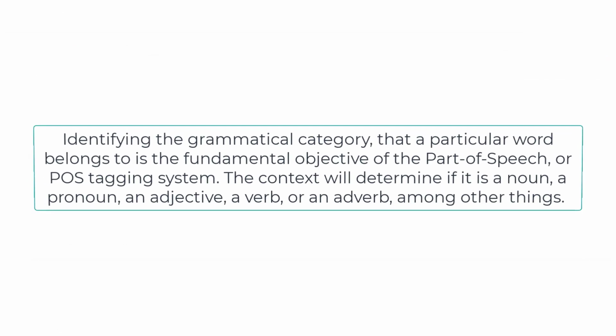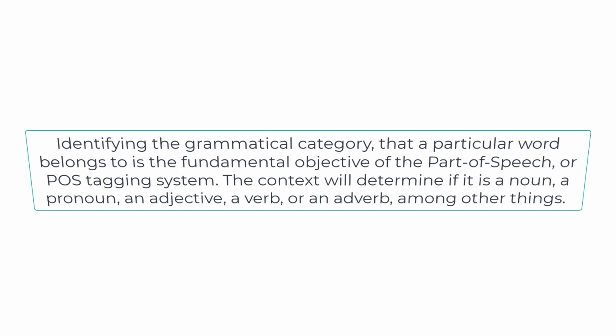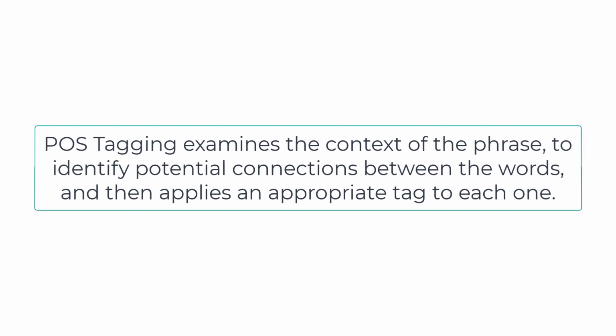The last thing we are going to learn is POS tagging. Identifying the grammatical category that a particular word belongs to is the fundamental objective of the part of speech, or POS tagging system. The context will determine if it is a noun, a pronoun, an adjective, a verb, or an adverb, among other things. POS tagging examines the context of the phrase to identify potential connections between the words, and then applies an appropriate tag to each one.